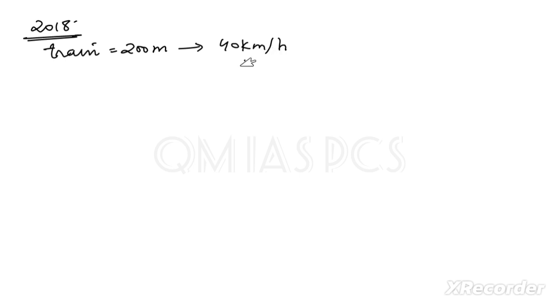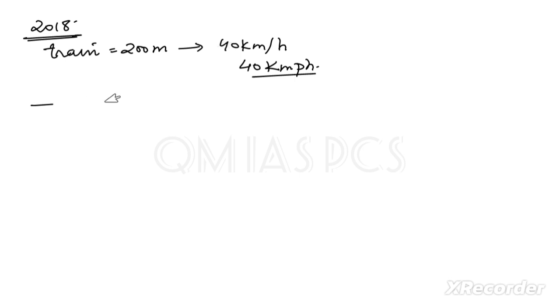The question is from UPSC 2018. A train's length is given as 200 meter, and it is moving with a speed of 40 kilometer per hour. Sometimes it will be written as kmph, that means kilometer per hour. The question is, in how many seconds will it cross a man standing near the railway line? In the previous question I gave you the man or tree. Here it is the question of a man.